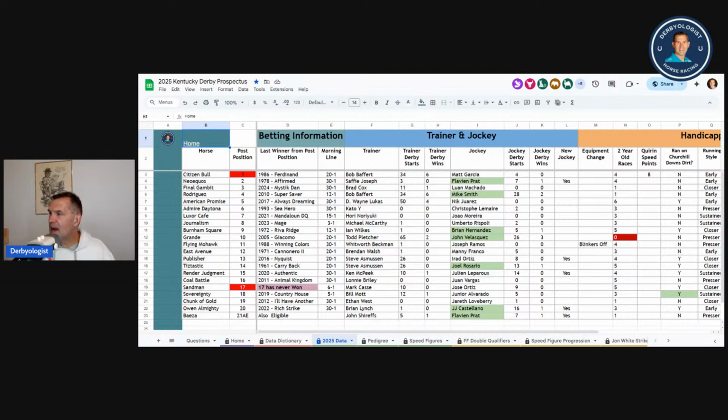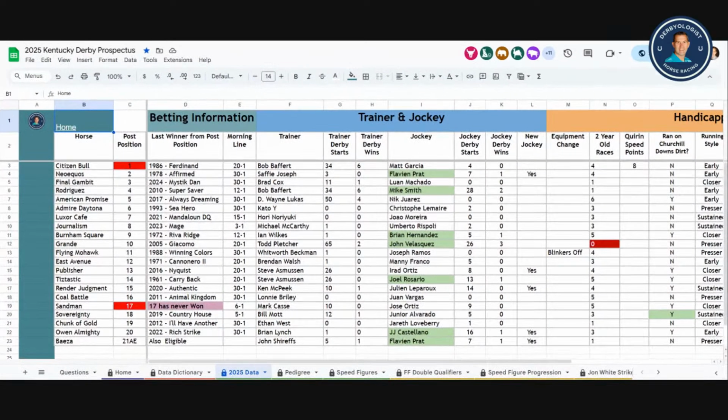And then I have the jockey, and then the jockey Derby starts and the jockey wins. If I put the jockey in green, that means they've won the Kentucky Derby. Now, I'm going with the official Derby charts, which means Flavien Prat got put up by disqualification, and he didn't actually cross the finish line first, but officially he is a Kentucky Derby winning jockey, according to Churchill Downs.